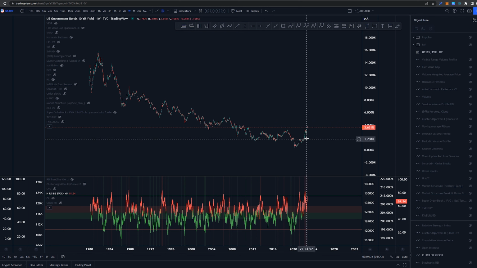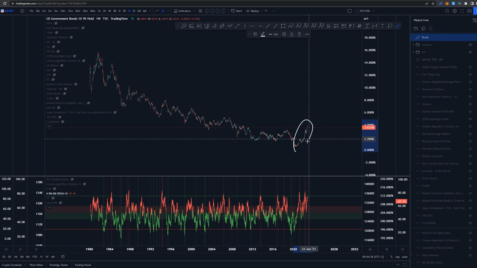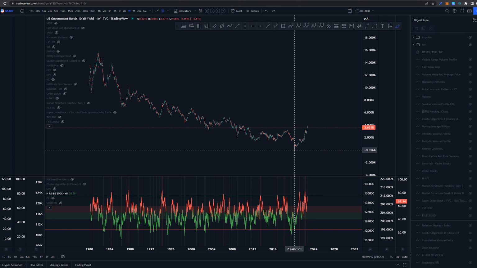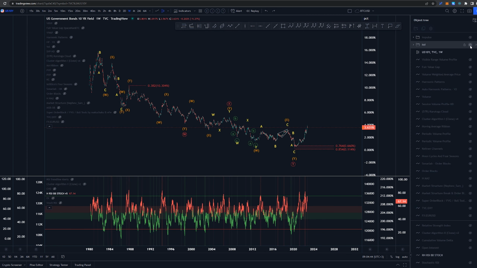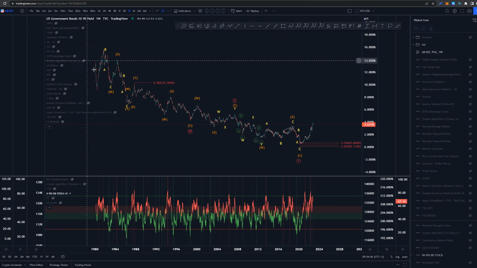But what I wanted to most focus on is the current structure that we are in here since the lows of March 2020. But before that, let's take a look at the higher time frame structure that we can somewhat explain with Elliott Waves.